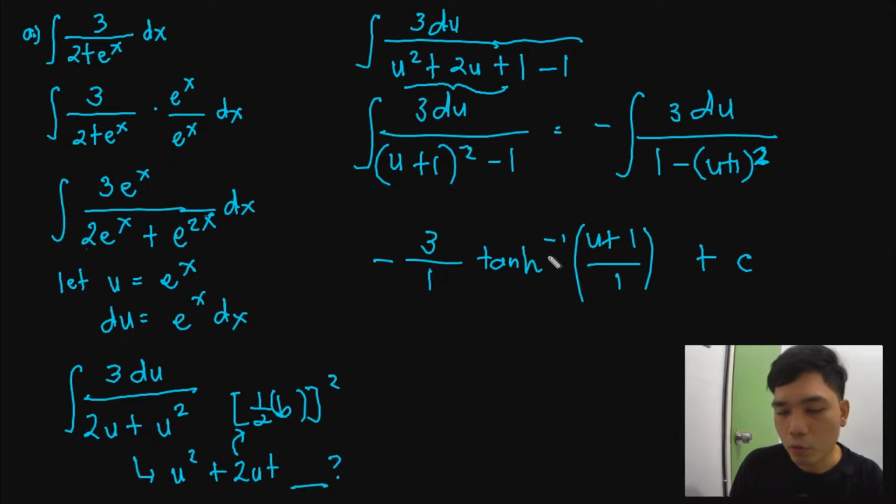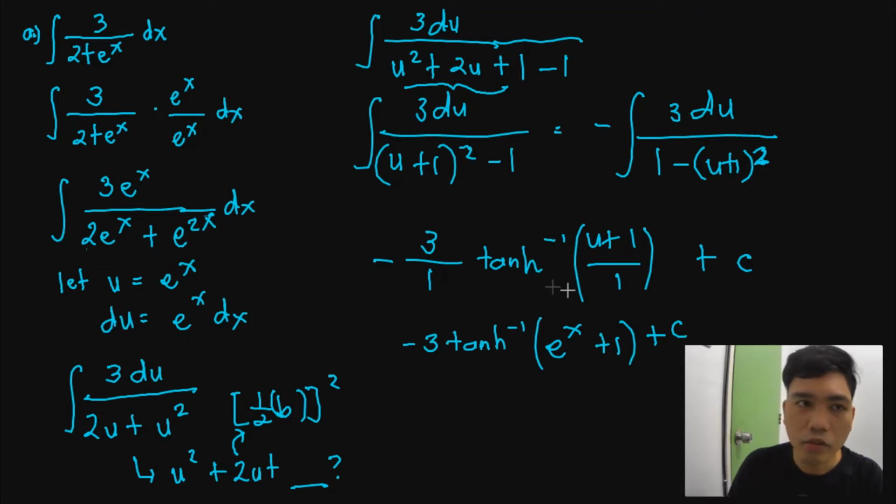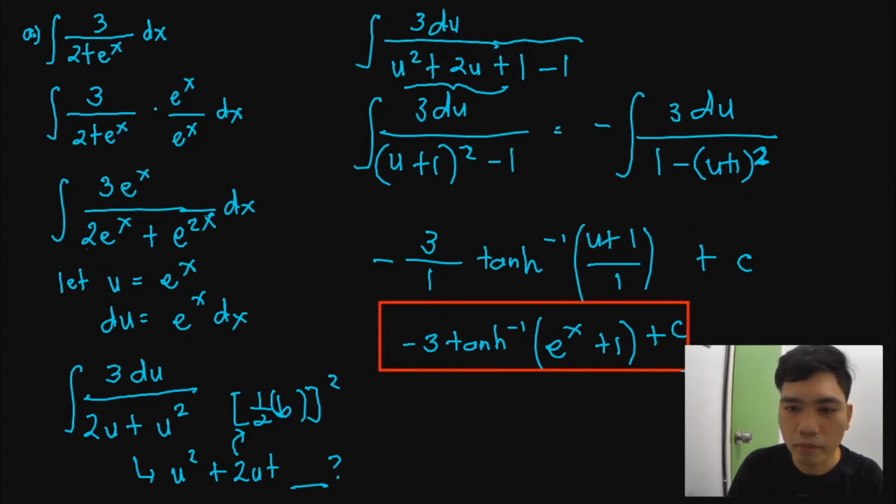Okay? So, ito pwedeng i-view mo as nasa labas na siya ng ating equation. It's just that we need to not add but multiply. So, upon substitution, we can obtain something like negative 3 inverse hyperbolic tangent of u plus 1 na lang, no? And then yung ating u is e to the x. So, this becomes e to the x plus 1 and then plus c. Okay? So, this is your final answer in this problem.